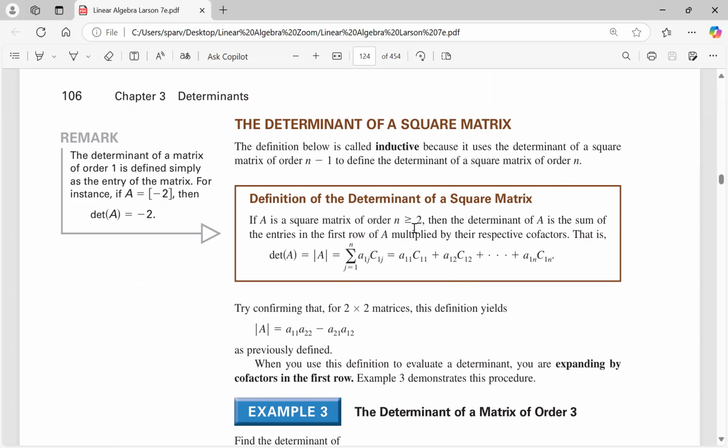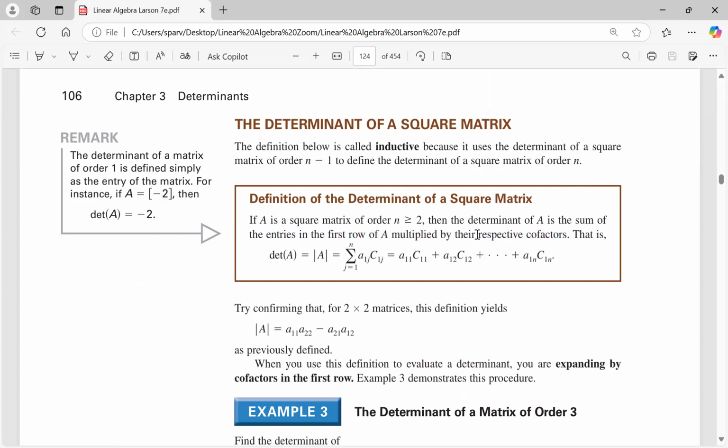So it could be 3 by 3, 4 by 4, and so on. The determinant is the sum of the entries in the first row of A multiplied by their cofactors. Remember, entries in the first row times their cofactors.